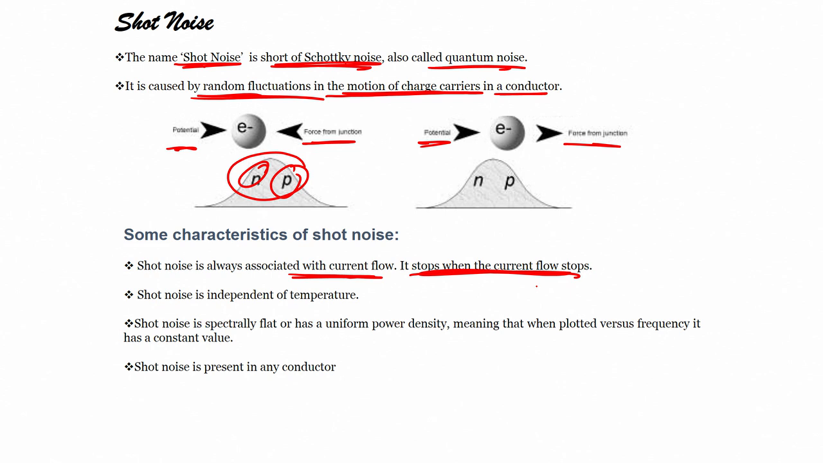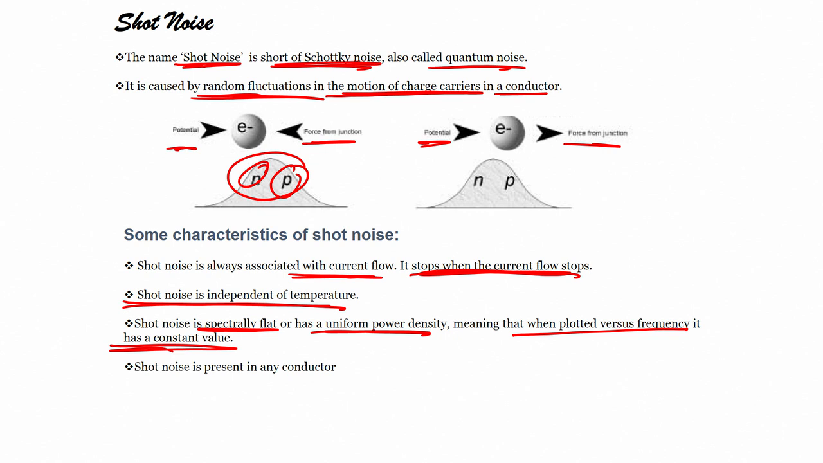So, it is not like thermal noise, which is there even when we do not apply any current, right. Thermal noise is proportional to the temperature, but shot noise only comes into effect when there is a flow of current. Shot noise is independent of temperature. Shot noise is spectrally flat or has a uniform power density, meaning that when plotted versus frequency it has a constant value.